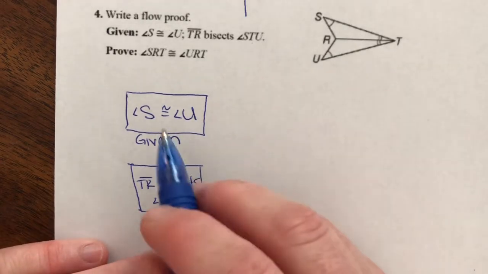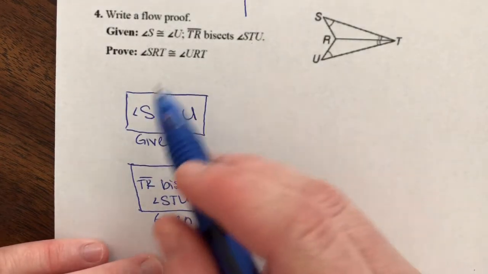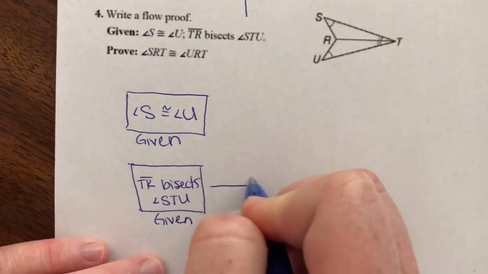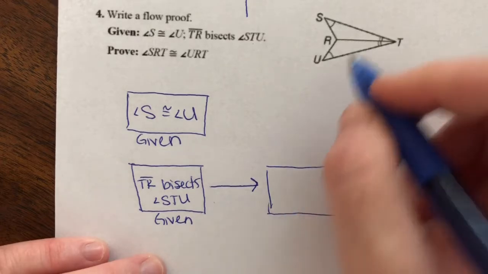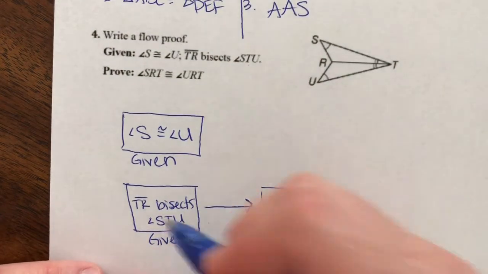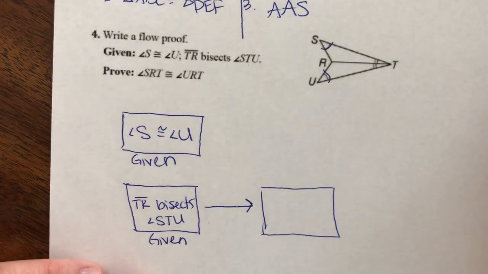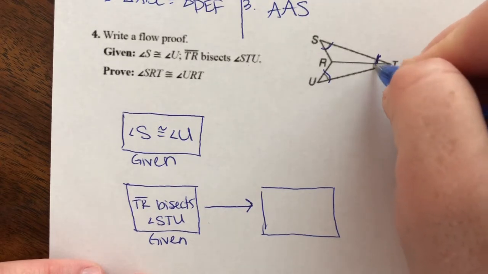Okay, so what else do I know? Here's a congruency statement. I need at least 3 of them, so this isn't going to do it on its own. I need to come up with something based off of this, so I'm going to draw an arrow. And I'm going to draw another box. What do I know about this picture up here based off of this given information? S and U are parallel. TR bisects angle STU. So that tells me this angle up here is congruent to this angle down here, right?